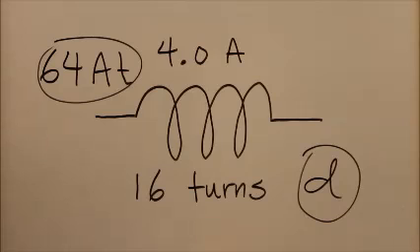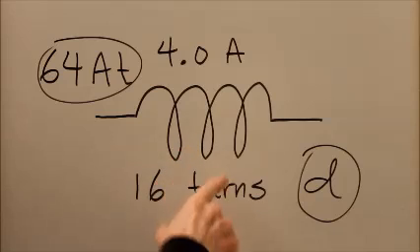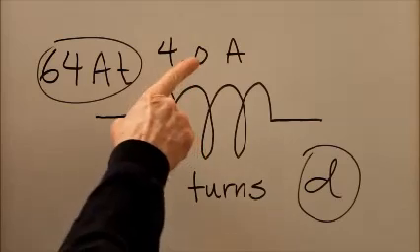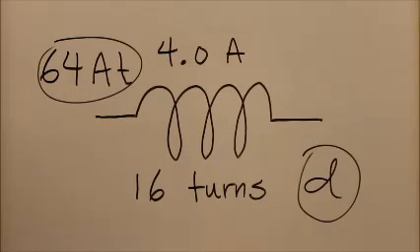If we were to insert a powdered iron core into that coil, but we still kept the current at 4 amps and 16 turns of wire, we'd still have 64 ampere turns of magnetomotive force. Magnetomotive force does not depend on where we are, how close we are to the coil. It is simply an overall expression of the amount or the quantity of magnetism that a coil produces, and that's a function only of the current and the number of turns. It has nothing to do with the core material.